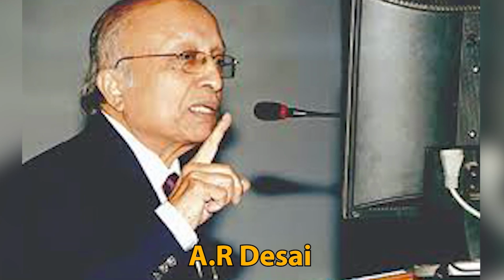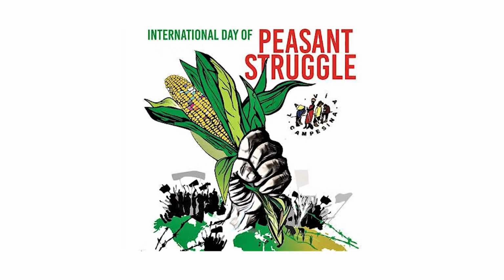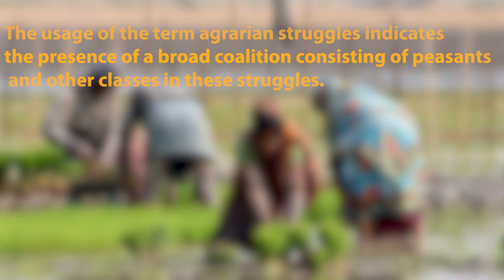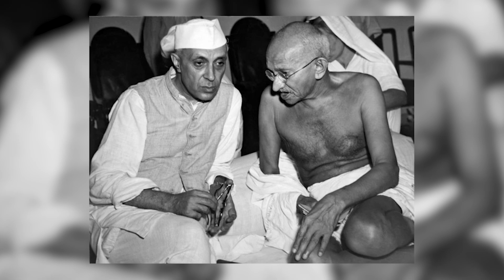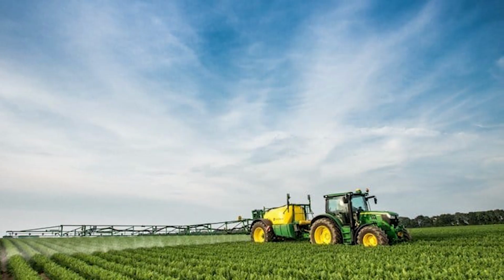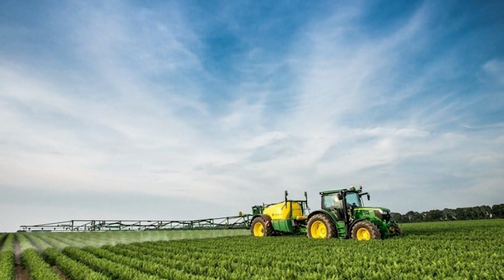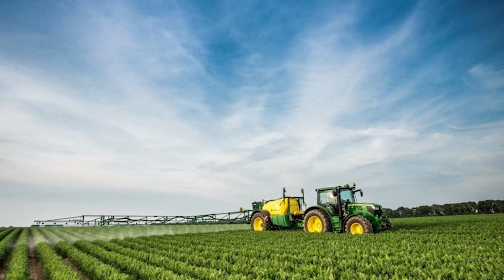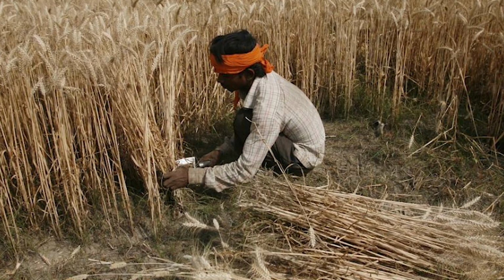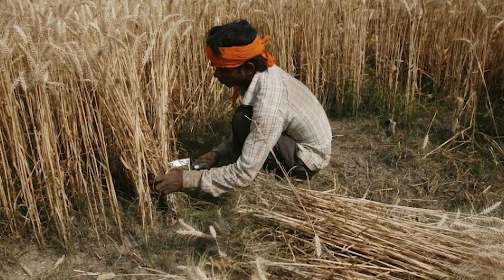A.R. Desai in his study classified these struggles in the colonial period as peasant struggles and those in the post-independence period agrarian struggles. The usage of the term agrarian struggles indicates the presence of a broad coalition consisting of peasants and other classes in these struggles. Desai further subdivides struggles in the post-independence period into two categories: the movements launched by the newly emerged proprietary classes comprising rich farmers, viable sections of the middle peasant proprietors and the landlords, and the movements launched by various sections of agrarian poor in which agrarian proletariats have been acquiring central importance.